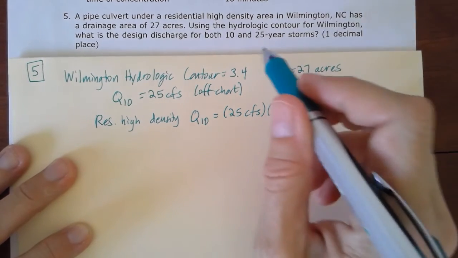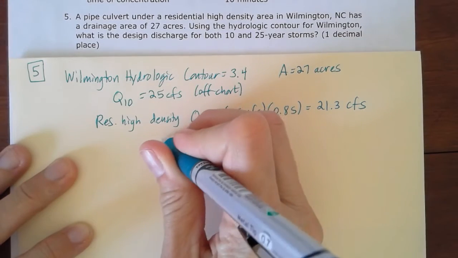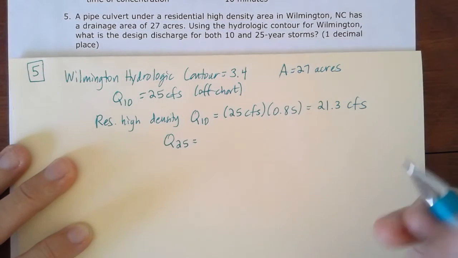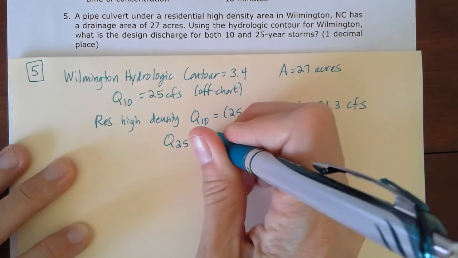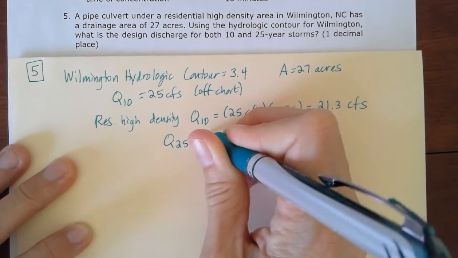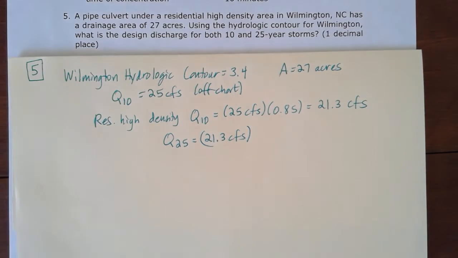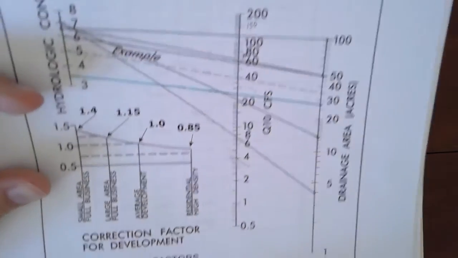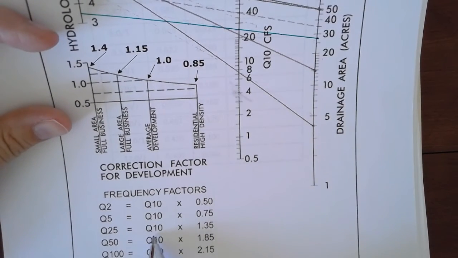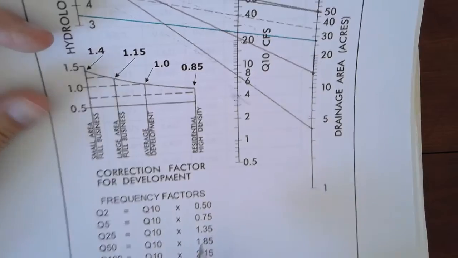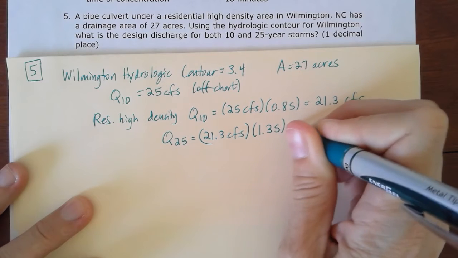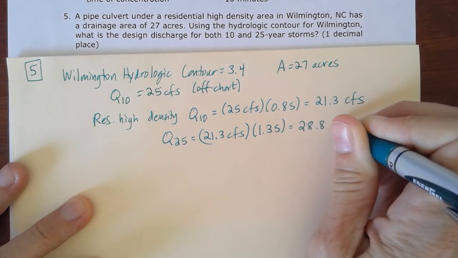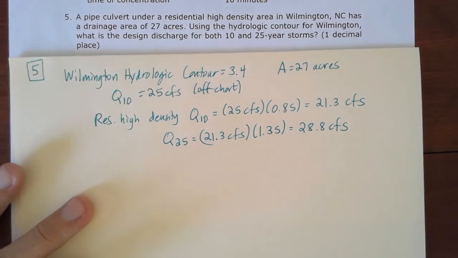And then I also want to find a 25-year storm, so I'm going to also do Q25. The way I can do that is I already figured out the high density, so I'll take that 21.3 and then convert that by multiplying it by that 25 factor at the bottom of the page. So let's take a look at what that is. For Q25, we convert the Q10. Make sure you can see it. We convert the Q10 to the Q25 by multiplying it by 1.35. So we'll take that 21.3, multiply it by 1.35, and to 1 decimal place, 28.8 cubic feet per second for the 25-year storm.